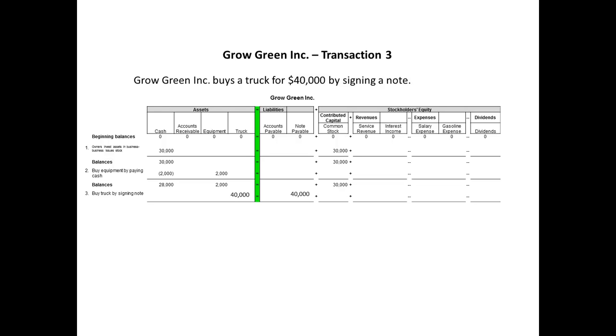Then we'll calculate the account balances. The only balances that have changed are truck and note payable. And we'll verify that the accounting equation is still in balance. Assets now total $70,000, and liabilities $40,000 plus stockholders' equity $30,000 equals $70,000 on the right side of the equal sign. The equation is in balance.